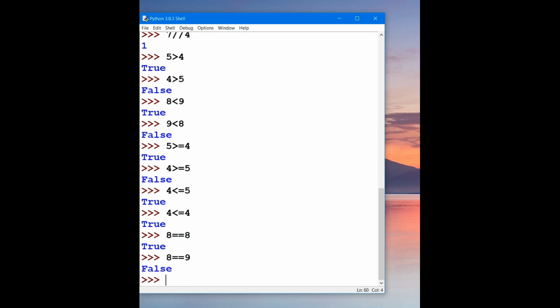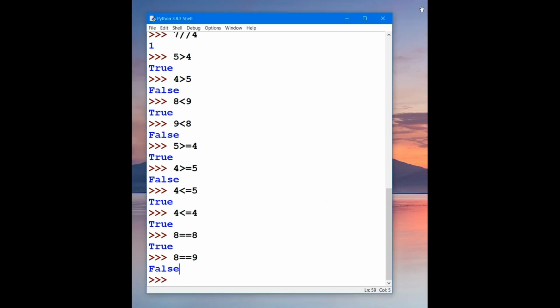Okay, so remember. Now we have not equal to. For not equal to, as I already told you, we have to use an exclamation sign along with the equal sign to negate it. So if we have 5 not equal to 4, yes, 5 is not equal to 4, and we got a true result. And if we have 5 not equal to 5, it is false because 5 equals 5. So these are all the relational operators.